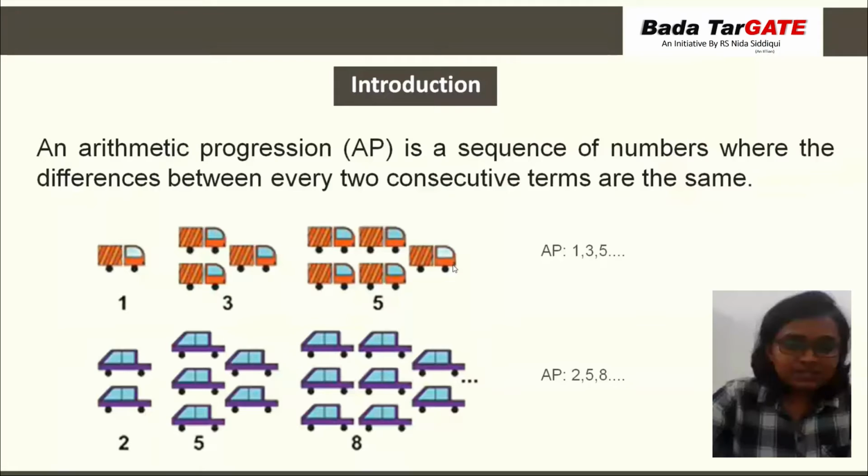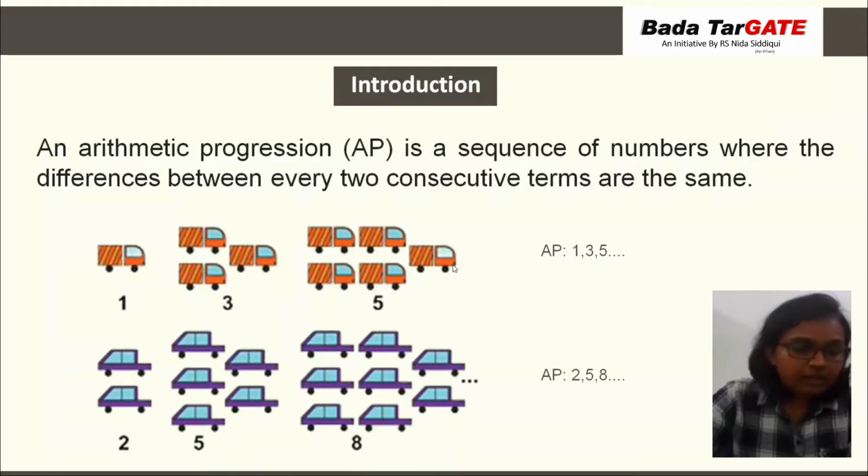An arithmetic progression is simply a sequence of numbers in which the differences between every two consecutive terms are the same. So here in this image, you can see at first there is only one base, and two bases are added on it, which makes it 3. And then two bases are again added, which makes it 5. So the corresponding AP will be 1, 3, 5, and its common difference will be 2.